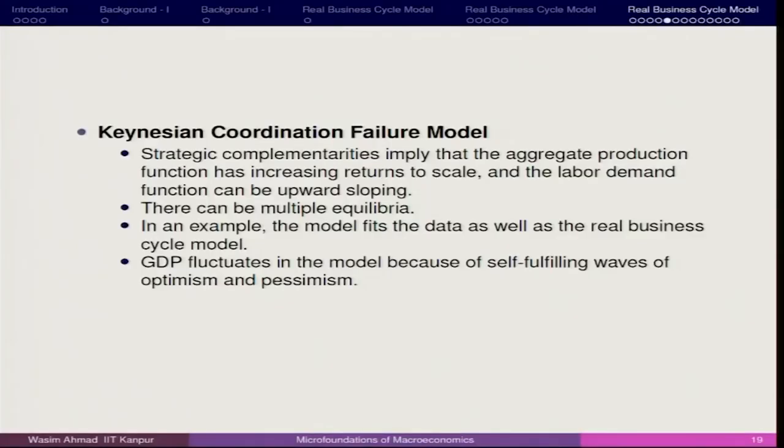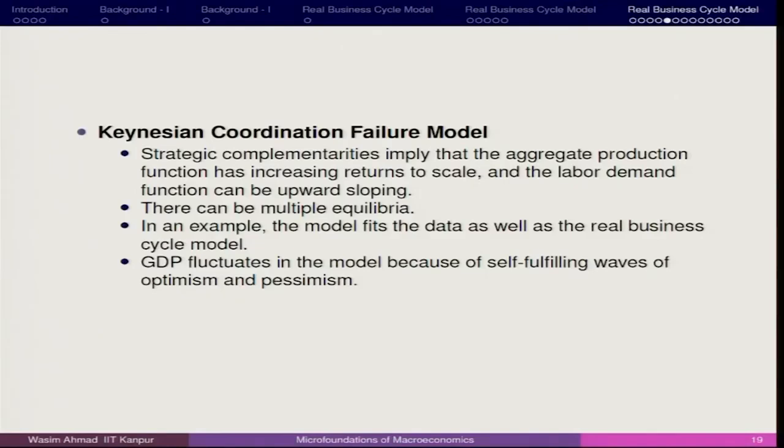And the labor demand function can be upward sloping. There can be multiple equilibria in the sense that one group may be more optimistic, another group may be pessimistic. So the optimism and pessimism that we have in the economy has a lot to do with such strategic complementarities. So there it becomes really important.